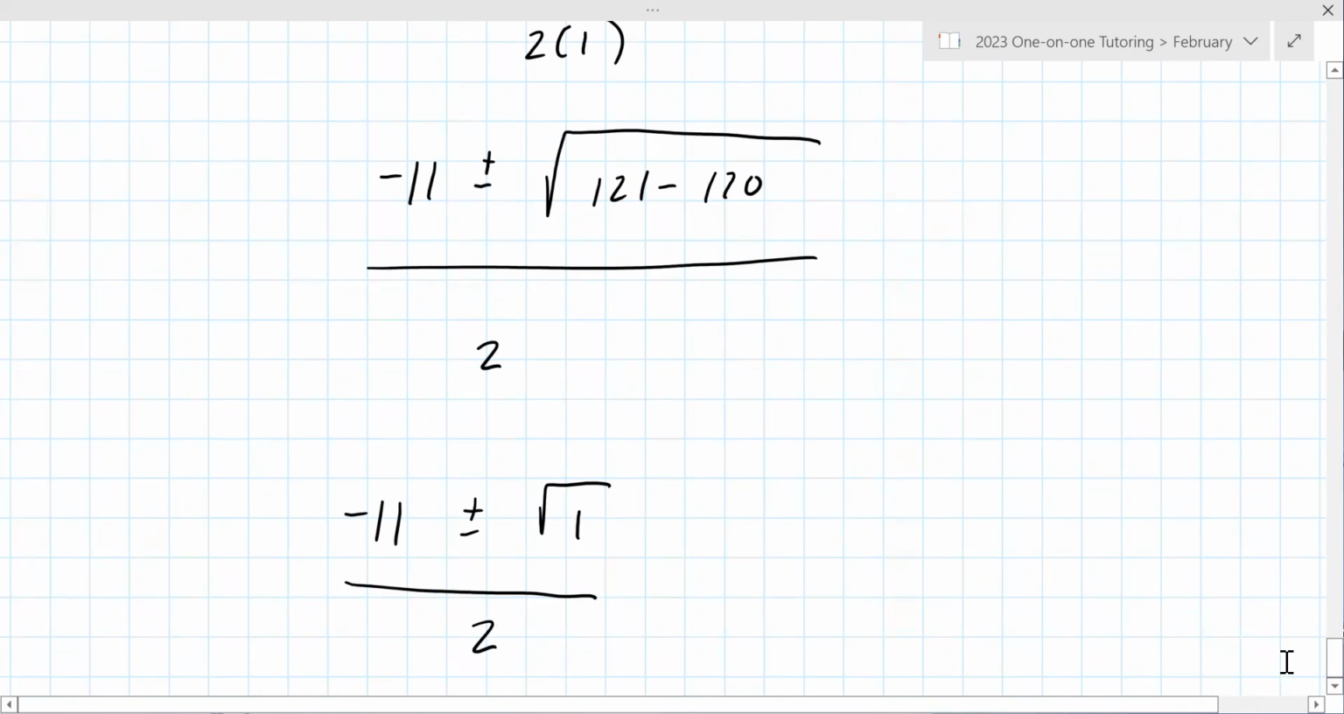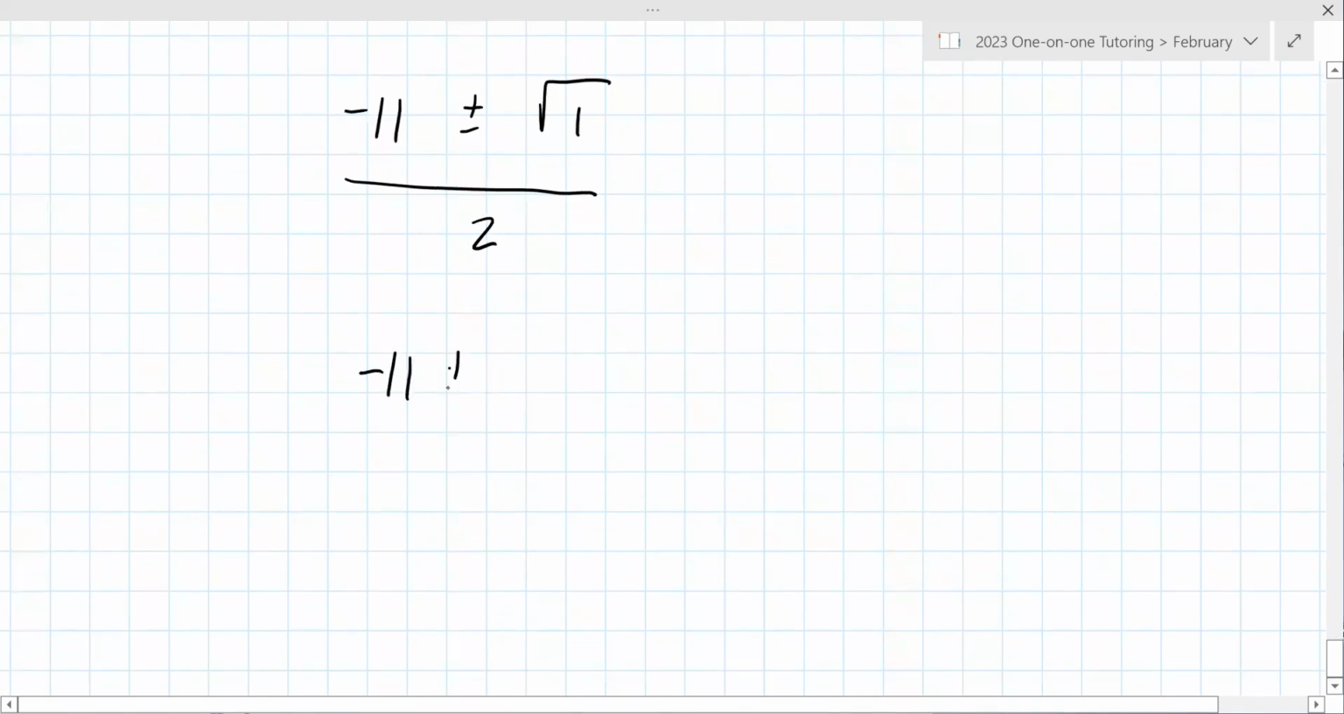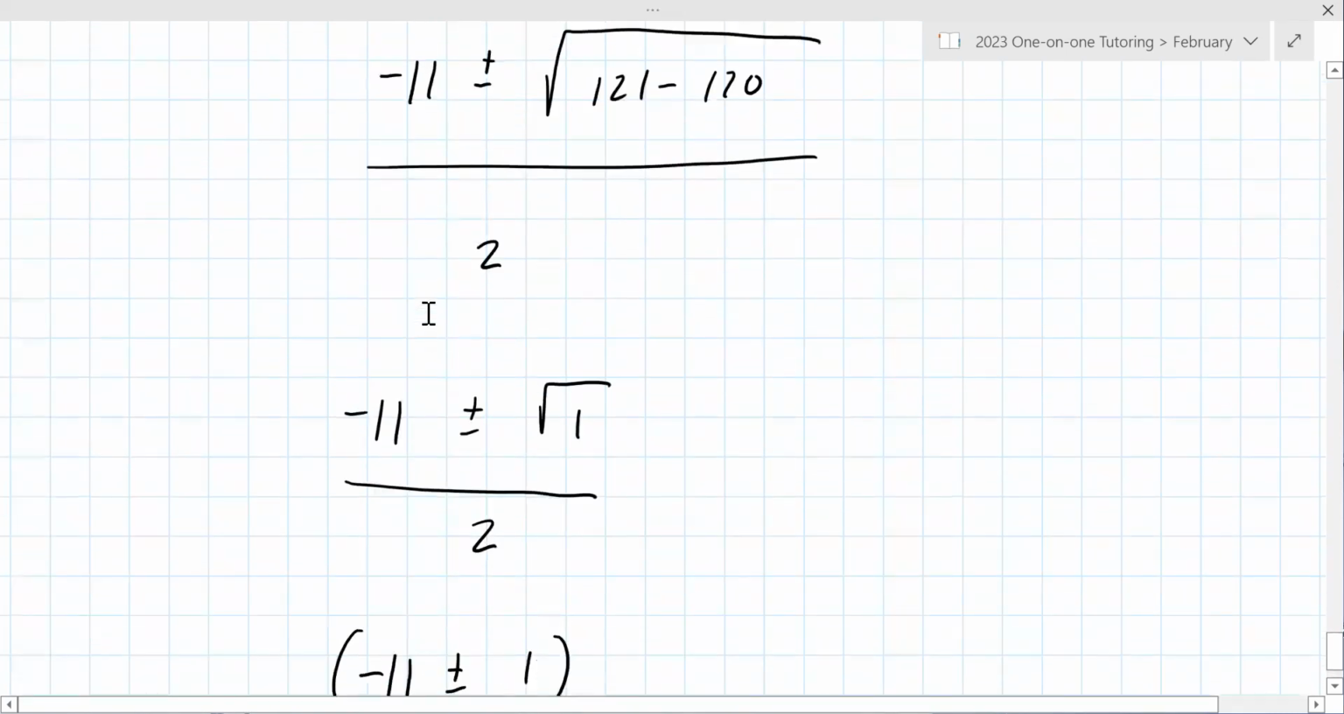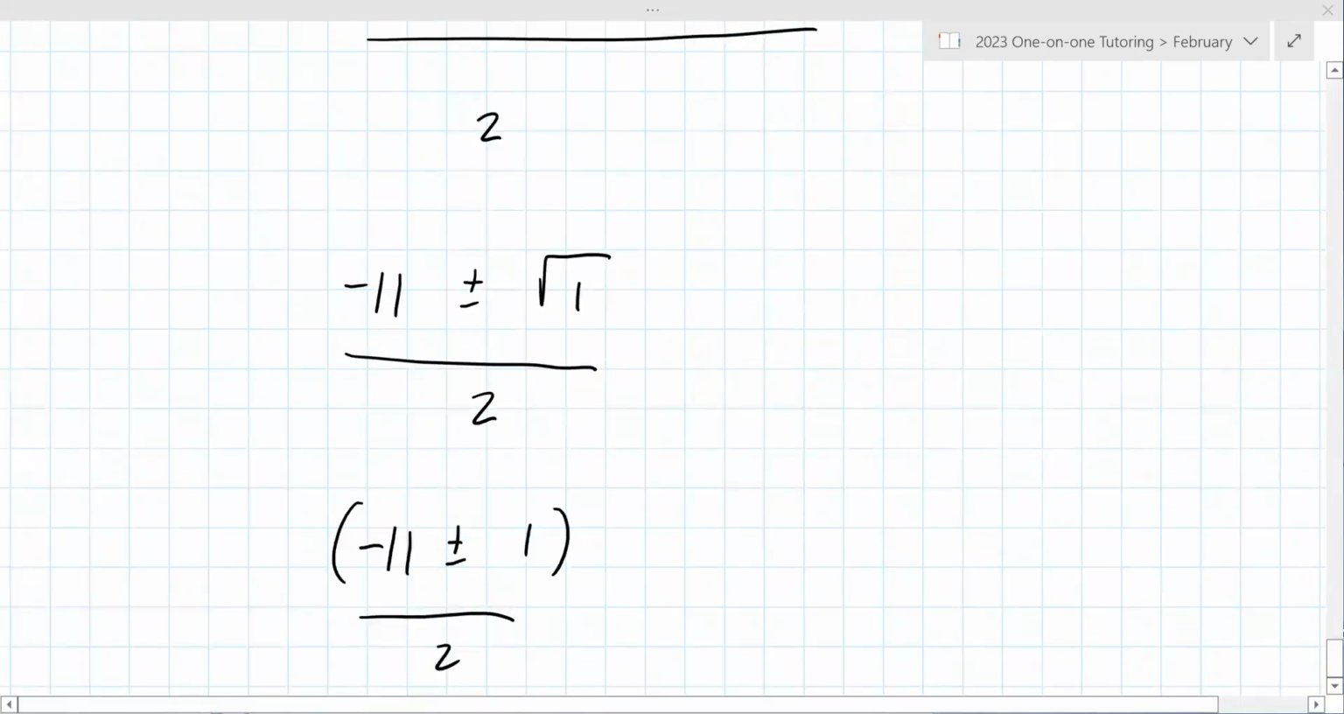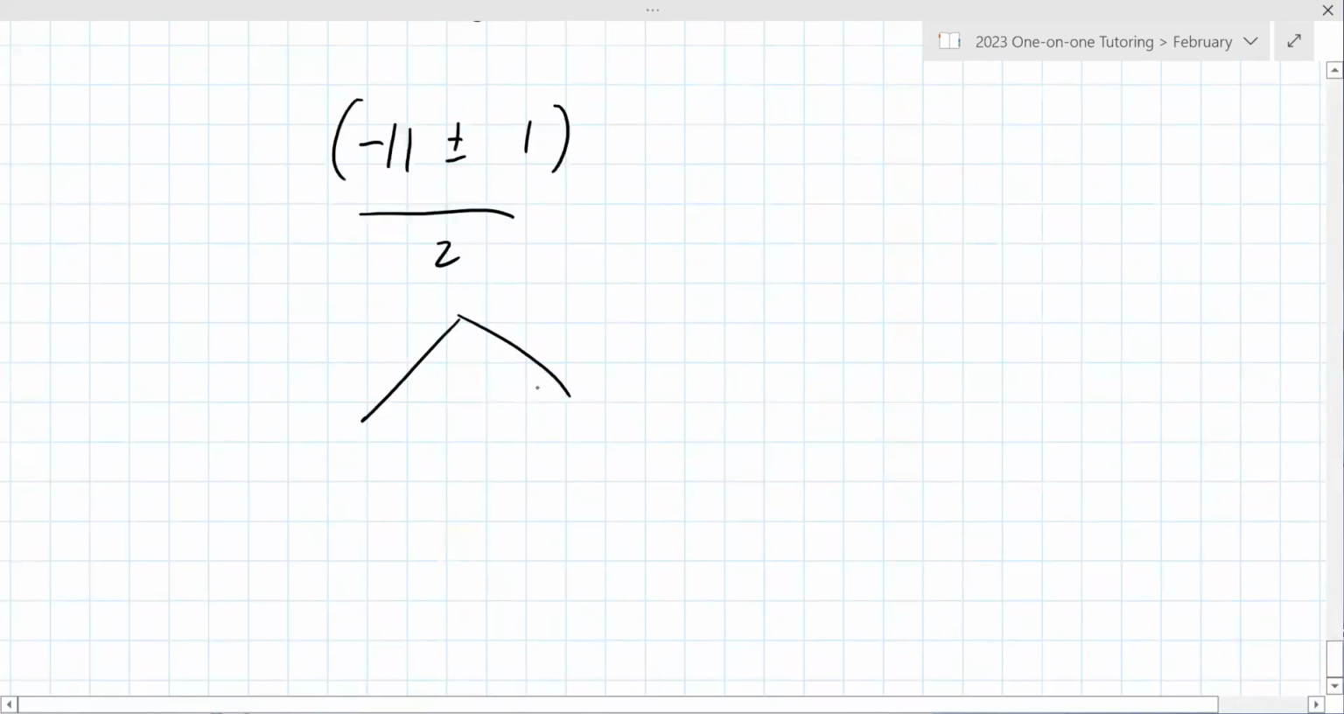Okay. So this is kind of a case 1, case 2. You have to do the part in the numerator first. Can you scroll up really quick? Sure. Okay. You see, it's literally just like we did case 1, case 2. You've got minus 11 plus 1 over 2, and minus 11 minus 1 over 2.